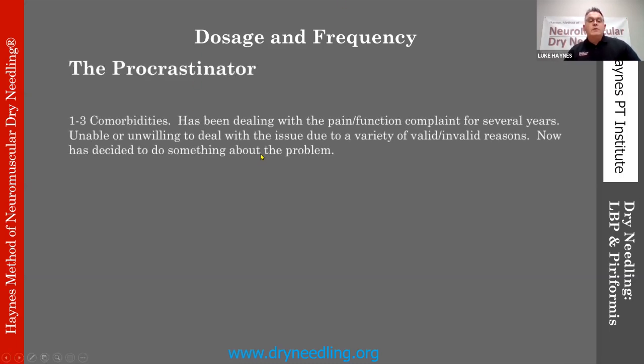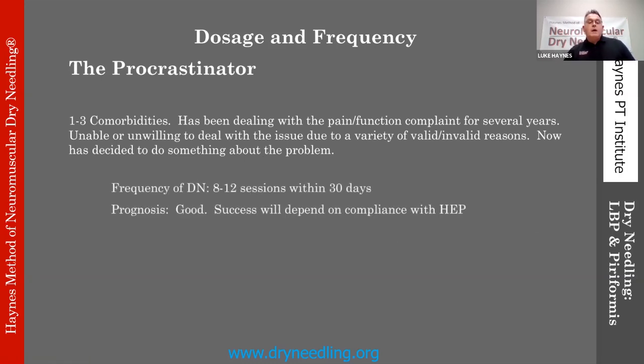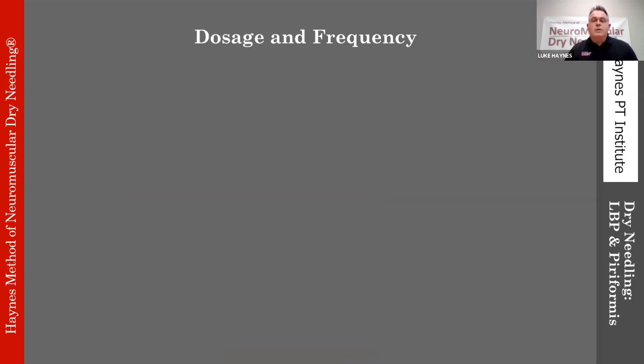The procrastinator, they have 1 to 3 comorbidities. They've been dealing with their pain and function complaint for several years. They're unable or unwilling to deal with the issue due to a variety of either valid or invalid reasons. Now they have decided to do something about their problem. Their frequency of dry needling is going to be 8 to 12 sessions within the first 30 days. The prognosis is good, but their success will depend on their compliance with the home exercise program.